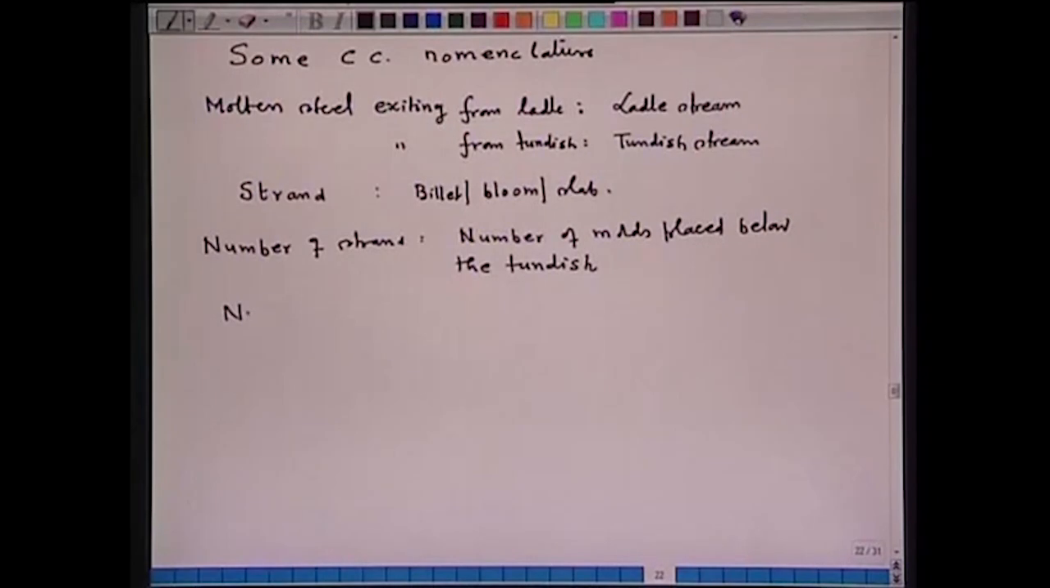Also we can say the number of tundish streams is equal to the number of molds. If you say one tundish stream, it's a single strand continuous casting machine. Two tundish streams, we say it is a twin strand casting machine. If 4, 6, or 8, then we say 4, 6, or 8 strand continuous casting machine. Now these 4, 6, and 8 strand machines are normally used to cast molten steel in the form of bloom or billet. Twin strand casting machine is used for slab.